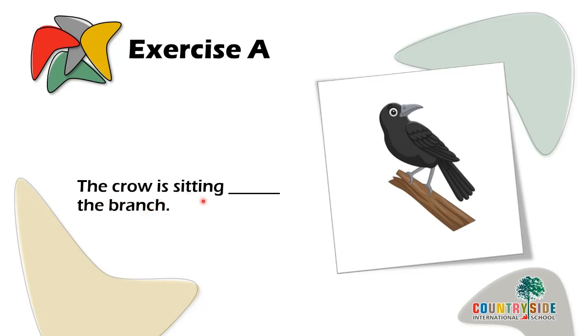The crow is sitting dash the branch. See the picture of the crow. Where is it sitting? On top of the branch, right? So what will come? On the branch. And can you see this preposition word is showing us the position, telling us where the crow is sitting. It is sitting on the branch.